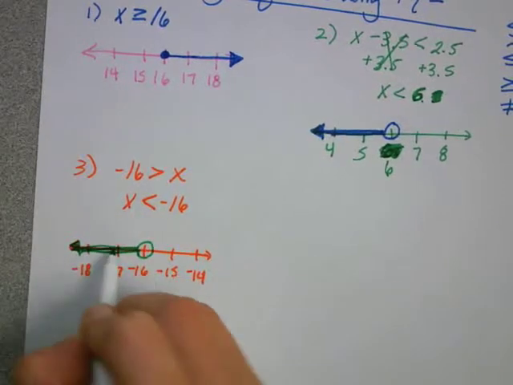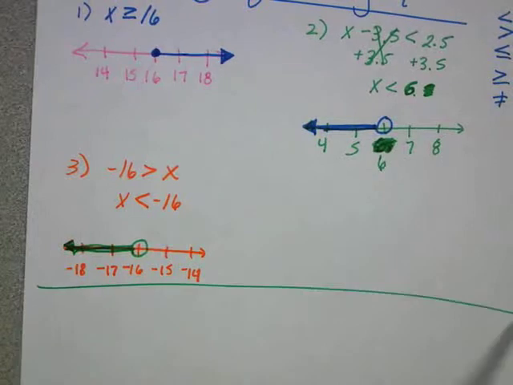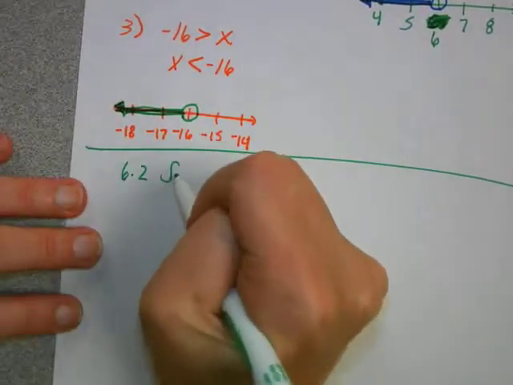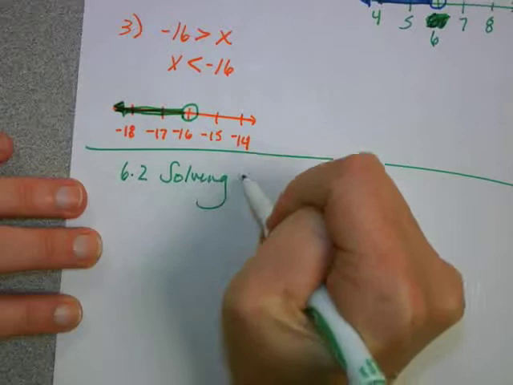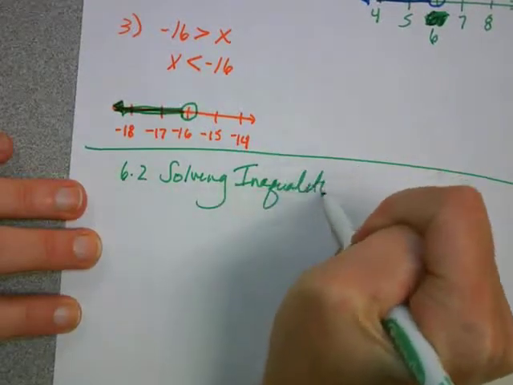Okay, so that's all I'm going to do for notes for 6-1, but we're going to do 6-2 notes right now as well. So I'm just going to draw a line. And this is 6.2, solving inequalities. Solving inequalities using multiplication and division now.